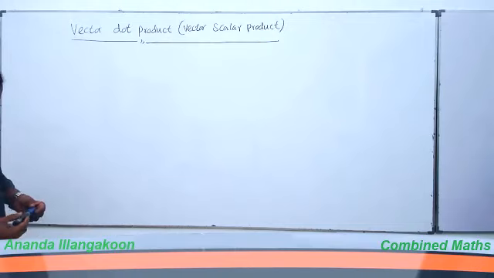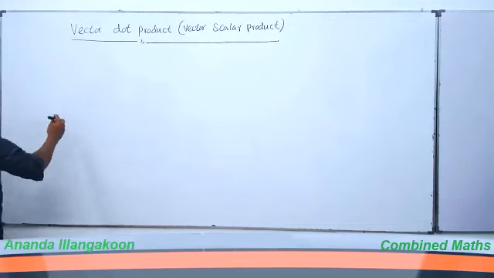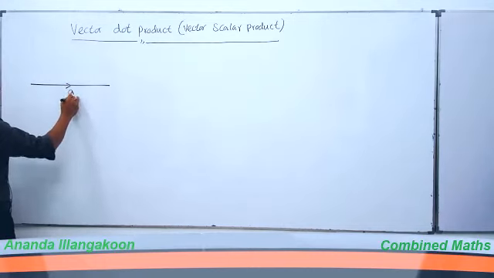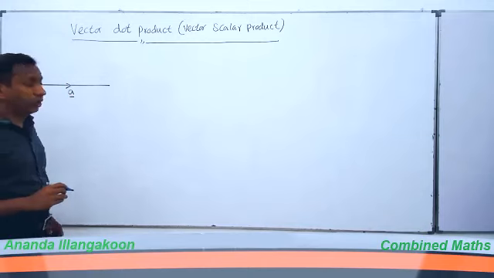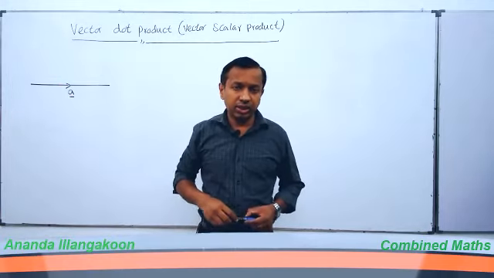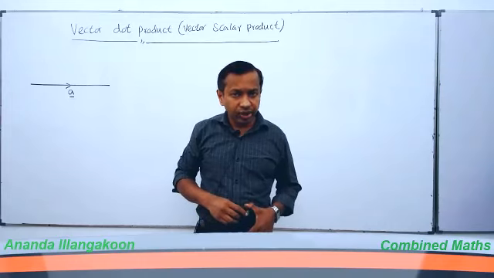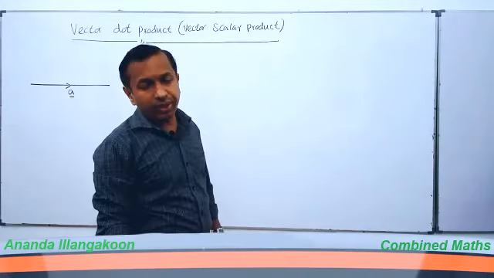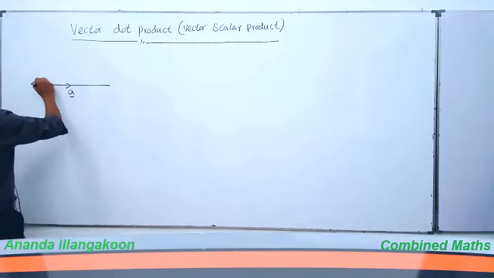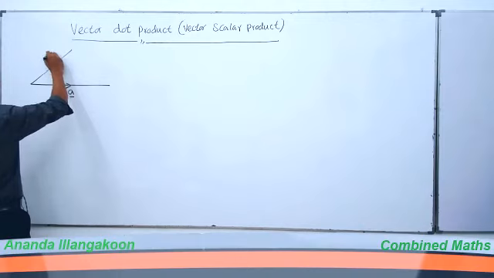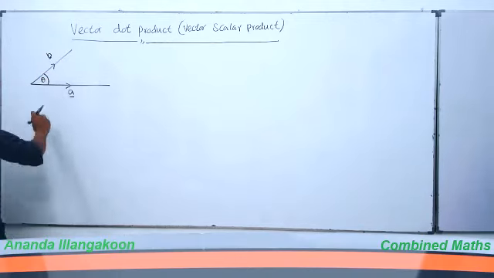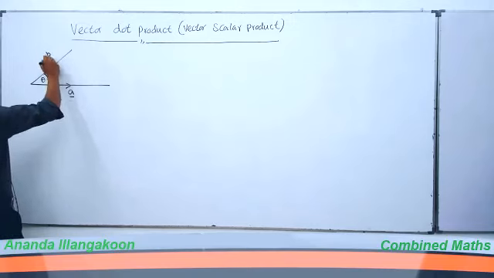Right. Now, people, consider two vectors. When we hear the word vector, I told you at the very beginning of this lesson, you have to imagine a line segment along with an arrowhead on that. Suppose this A and B are two vectors, right? This way. Let the angle between them be theta.